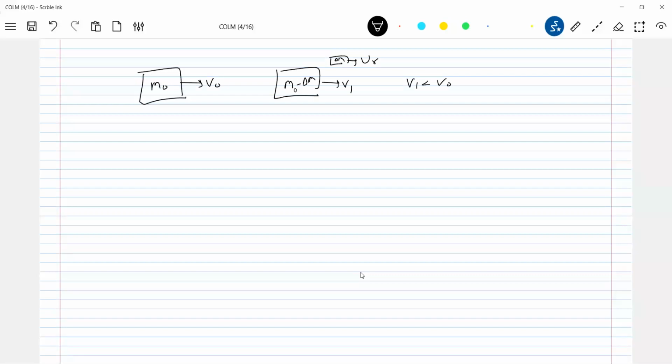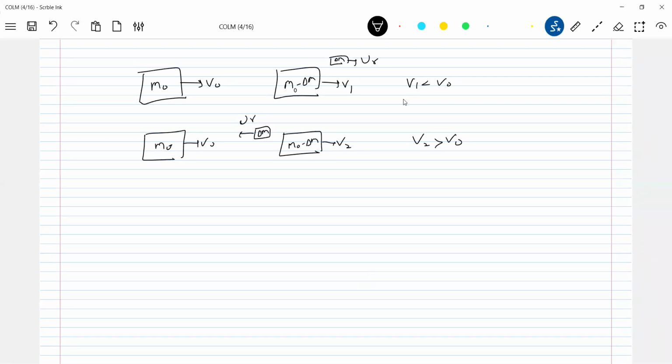If the mass is ejected in the direction of motion of the system with a speed u r relative to the system, with that one, the speed will decrease. So now this is m naught, this is v naught. If the mass is ejected opposite to the motion of the system, then v2 is greater than v naught. So how to increase the speed of the system? If you eject mass opposite to the direction of motion of the system, the speed of the system will increase.